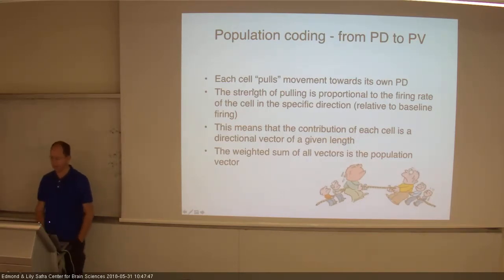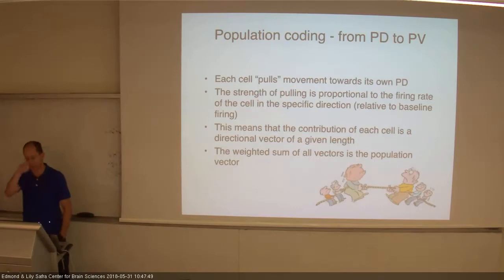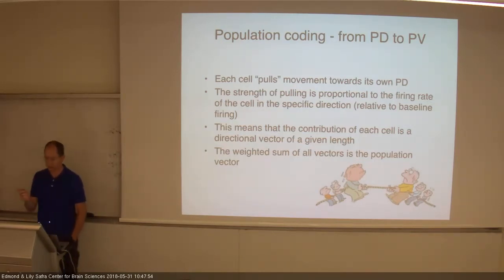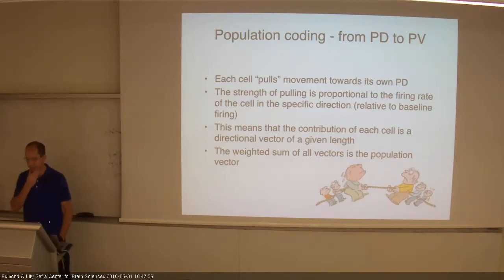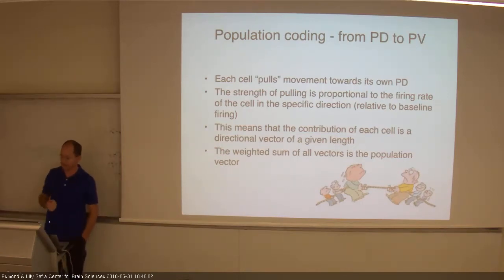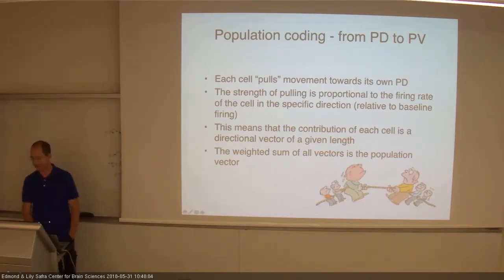So each cell has a preferred direction. The amount you pull, and this is now in circular mathematics, so it's not just two directions, across all 360 degrees. And the strength of how much you pull depends on the firing rate of the cell, right? So that's why I said that you can think of the firing rate as the amount of sweat this person has.